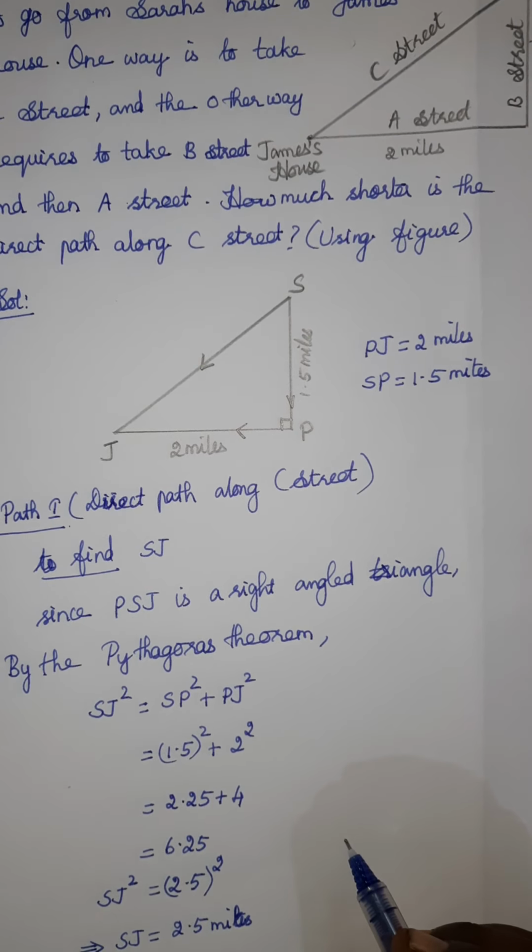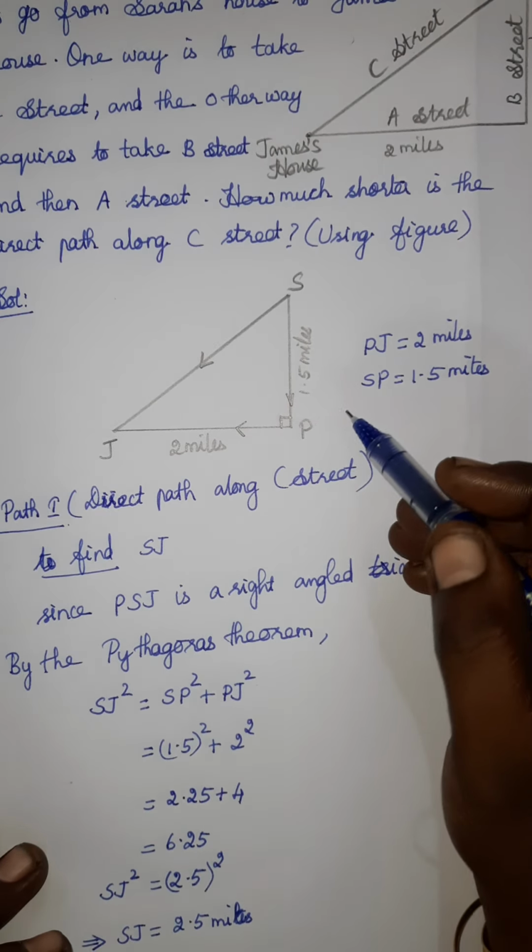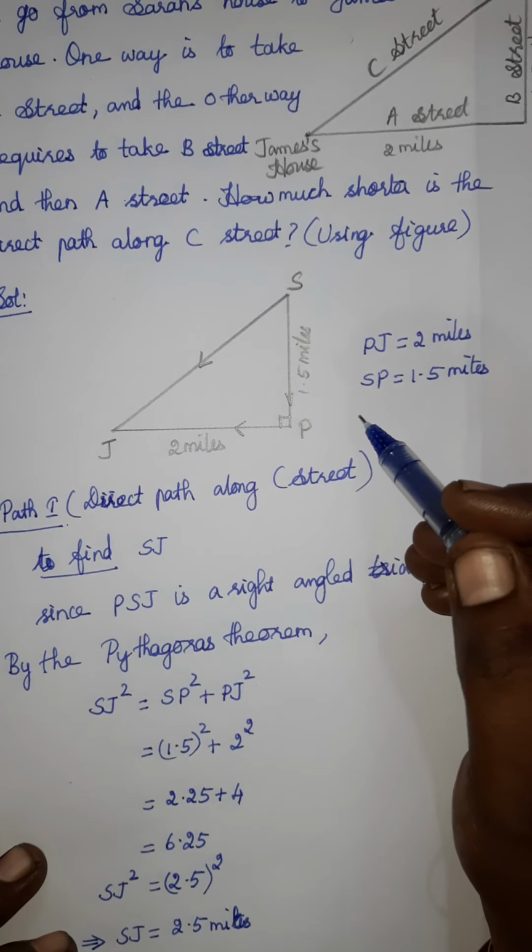So which is shorter? We know the direct path is shorter. How much shorter can you find? 1 mile shorter.